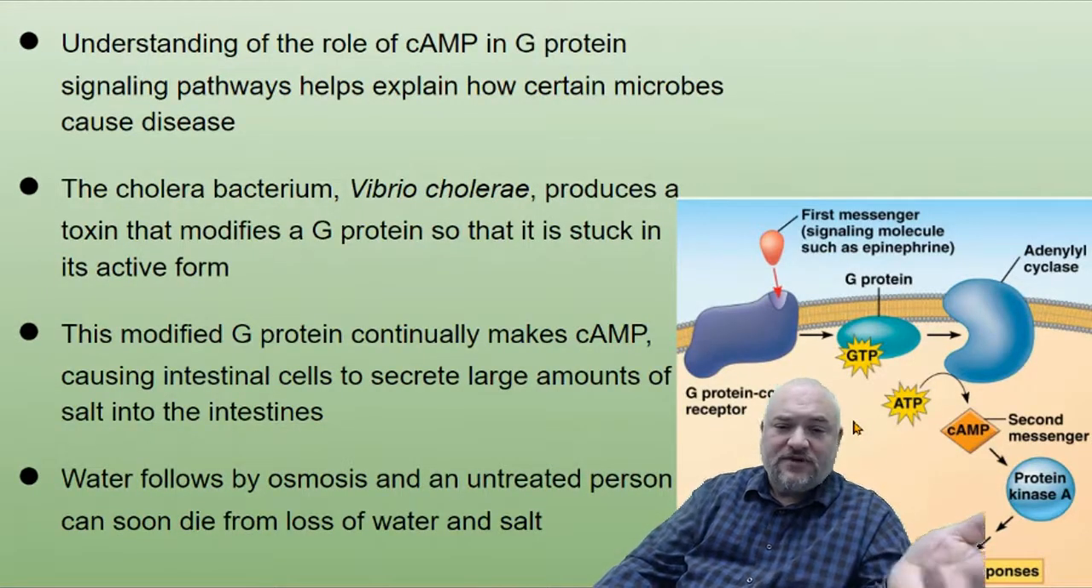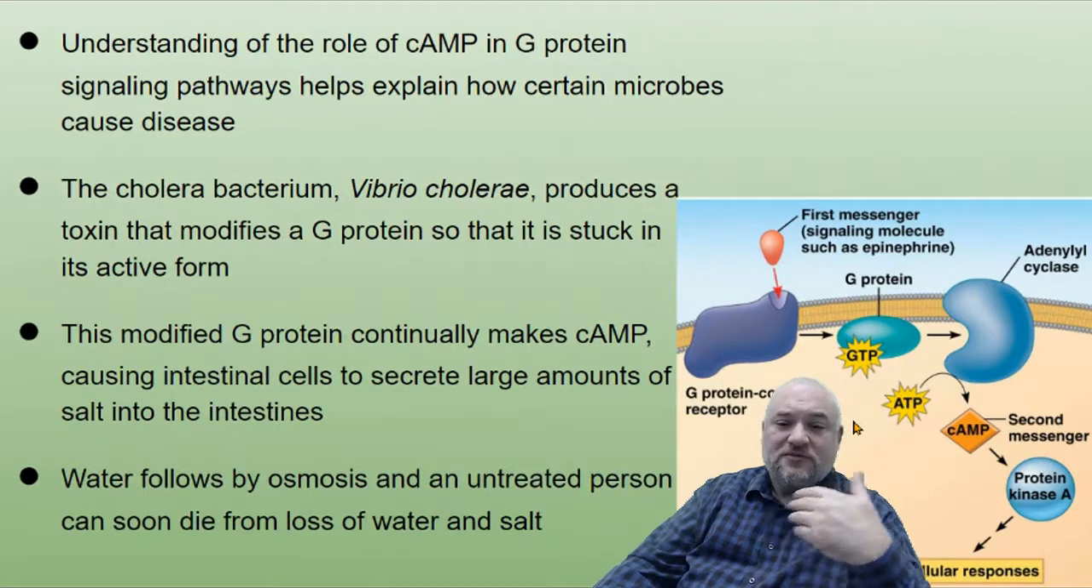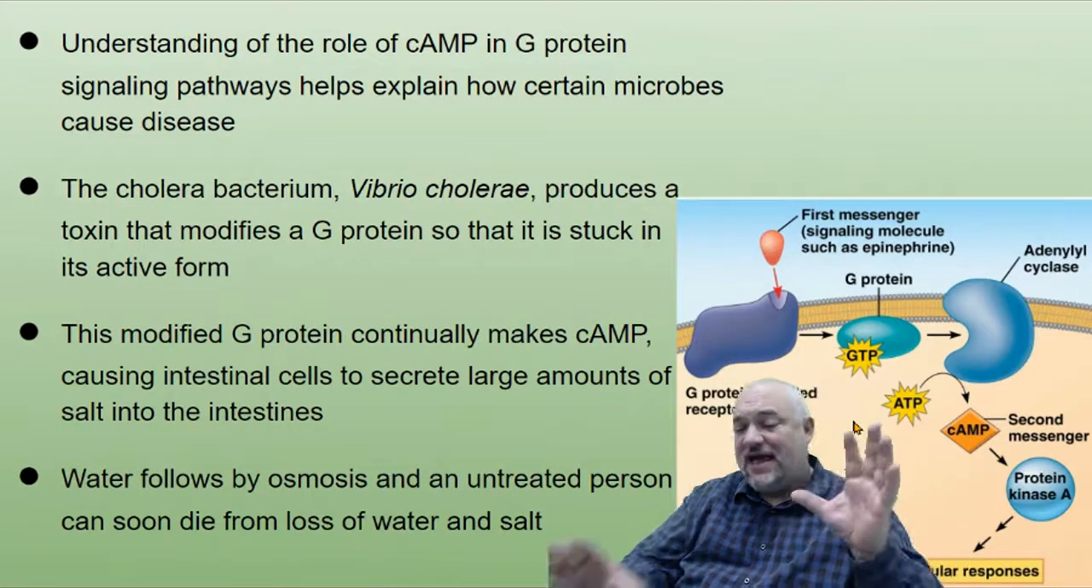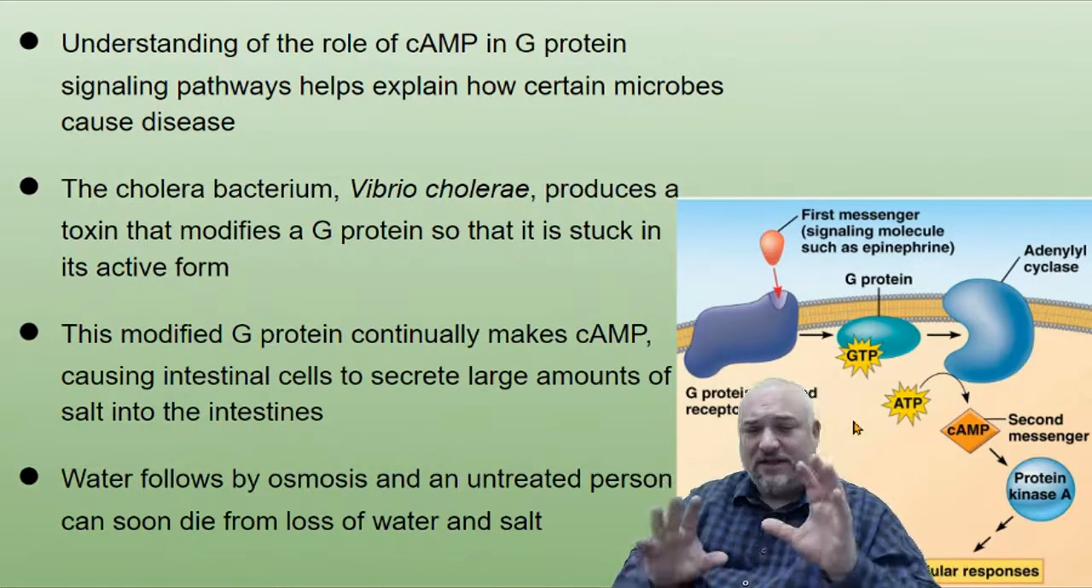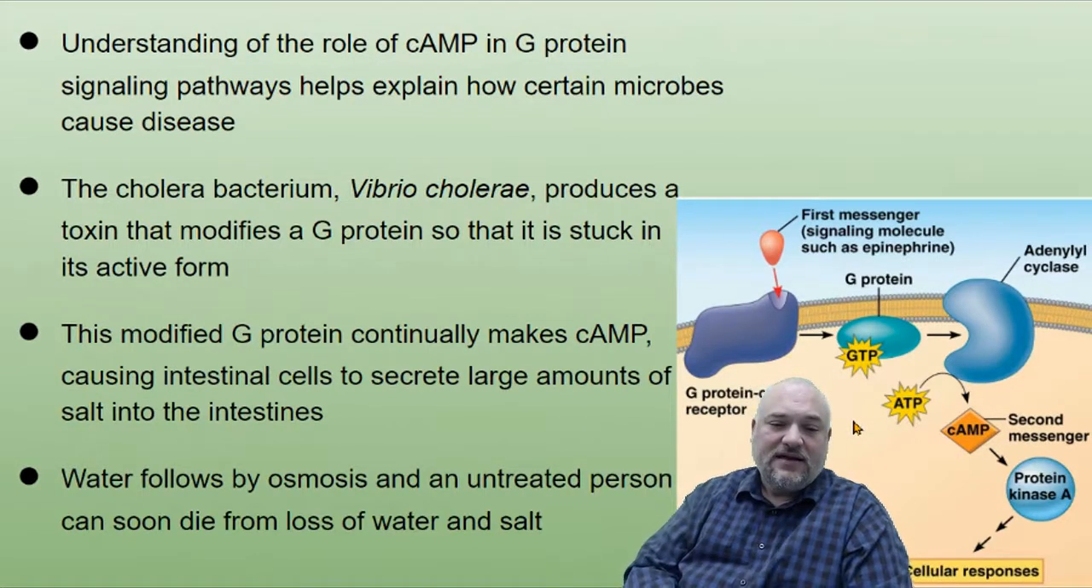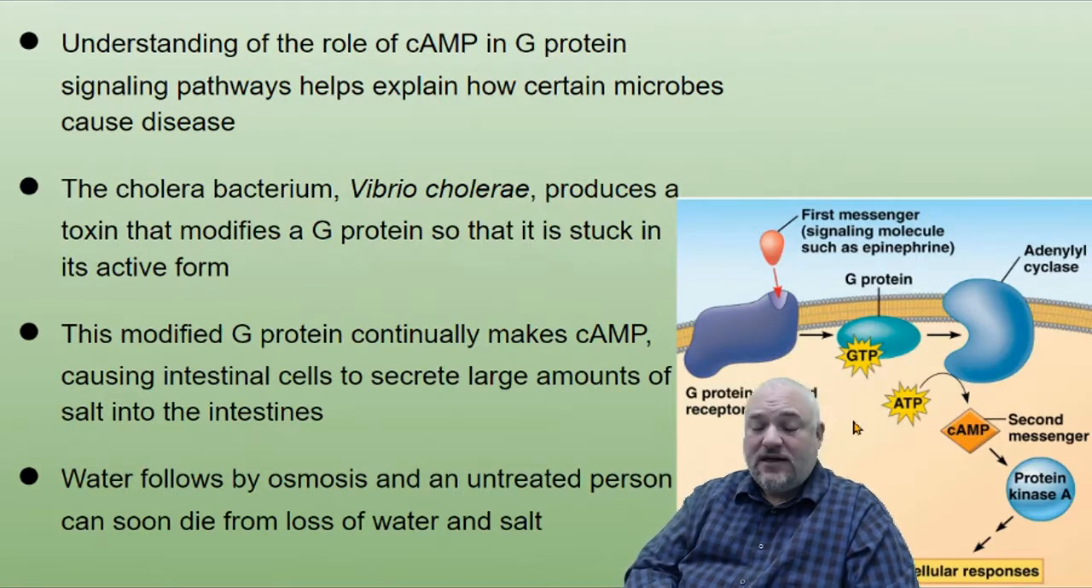So understanding the role of cAMP in G protein signaling pathways helps explain how certain microbes cause diseases. I don't expect you to remember this example, but I think it's kind of an interesting example of it. Cholera bacterium, that's the one that makes people have severe diarrhea and die from dehydration. Super deadly in the past until we got good sanitation.